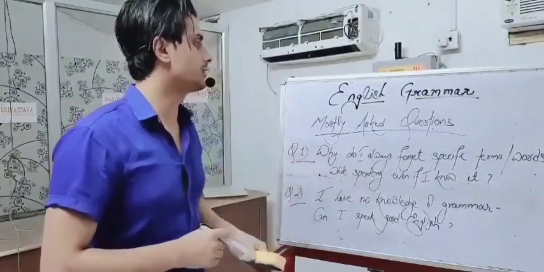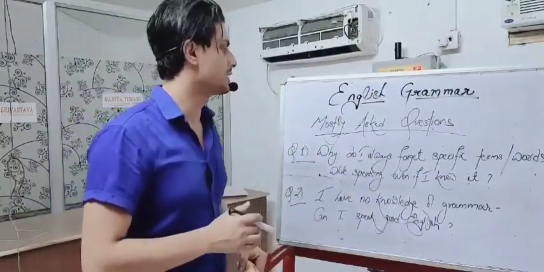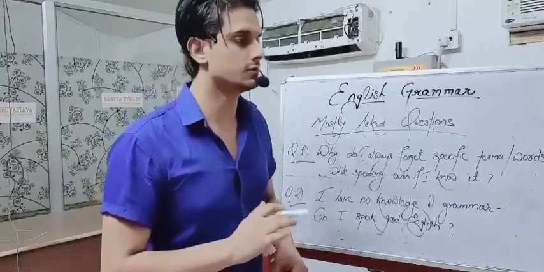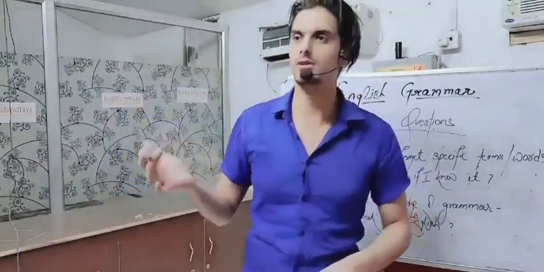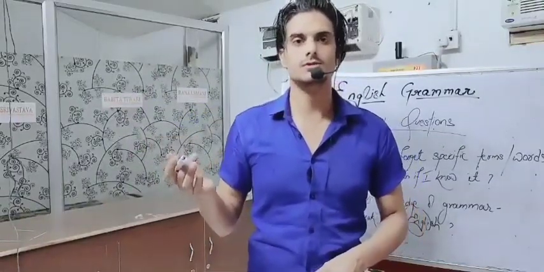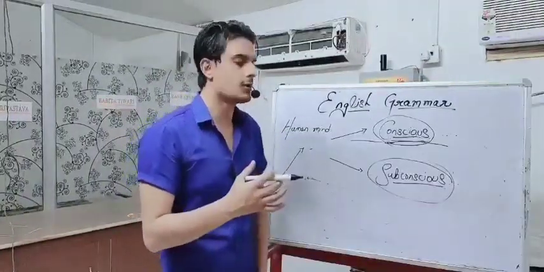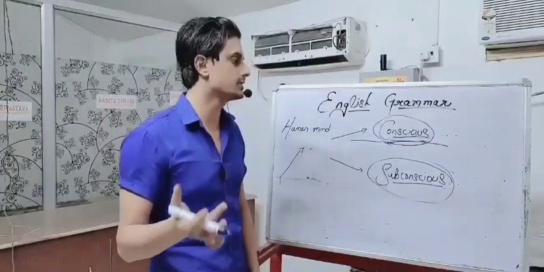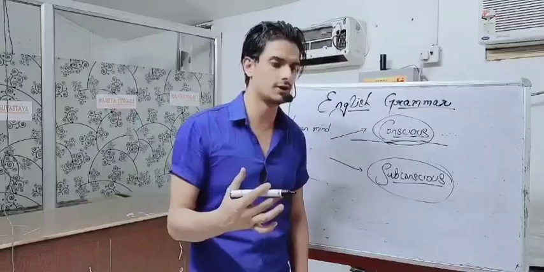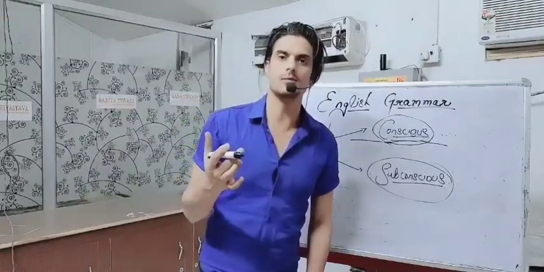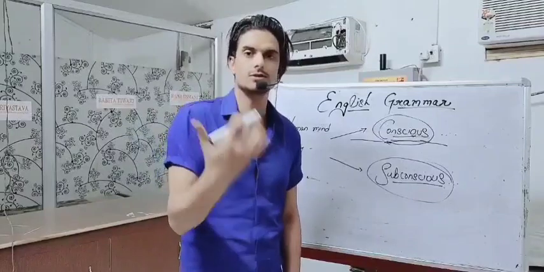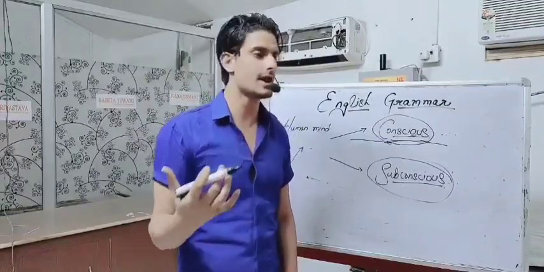Why do I always forget specific terms or words while speaking even if I know it? This happens to everyone, mostly to the non-English speaking community. So let's talk about the first question. Whenever I speak or talk to someone in English, I tend to forget some words that don't come to my mouth. I know the words, but they just don't come out. So why does that happen?